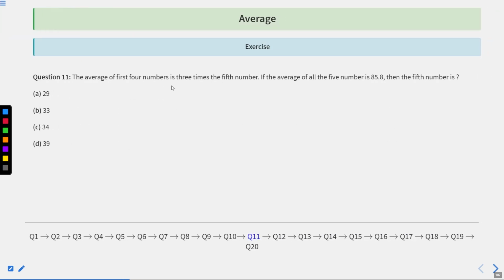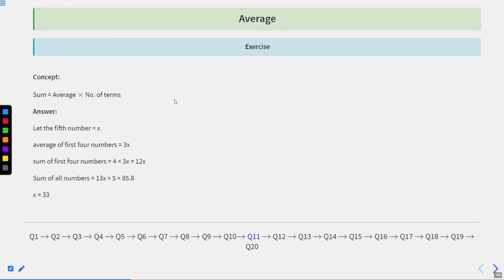The average of first 4 numbers is 3 times the fifth number. If the average of all 5 numbers is 85.8, then the fifth number is. So some information is given to us, and we are interested in finding the fifth number. The key concept that will be useful here is sum equal to average into number of terms.